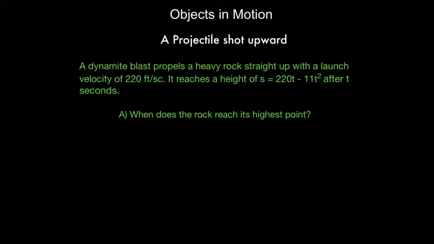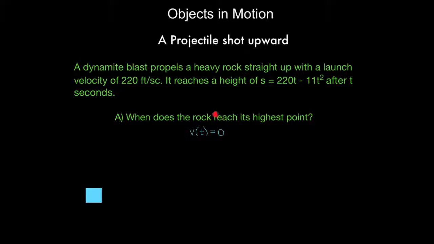From this problem, we might be asked, when does the rock reach its highest point? The rock reaches its highest point once it's done going up, at which point it starts to come back down. So the rock reaches its highest point between a positive velocity and a negative velocity. And remember, that point between positive and negative is the number 0. So we want to find when the velocity is 0.